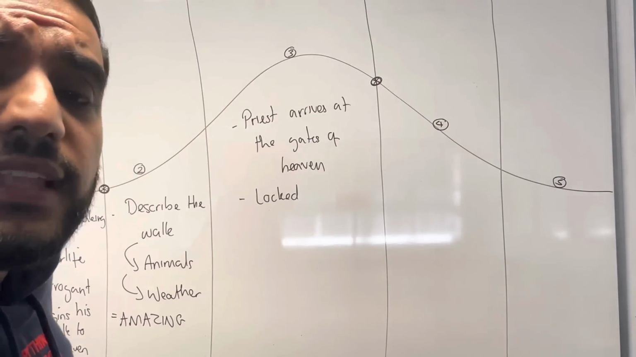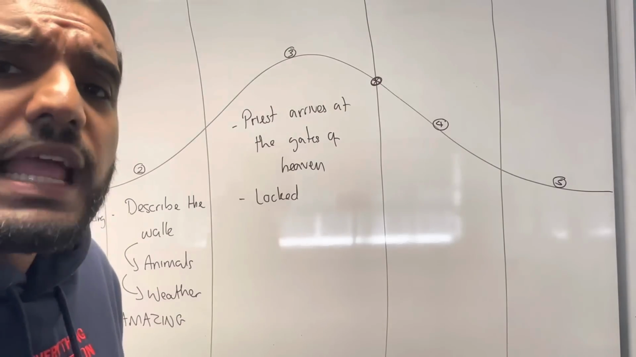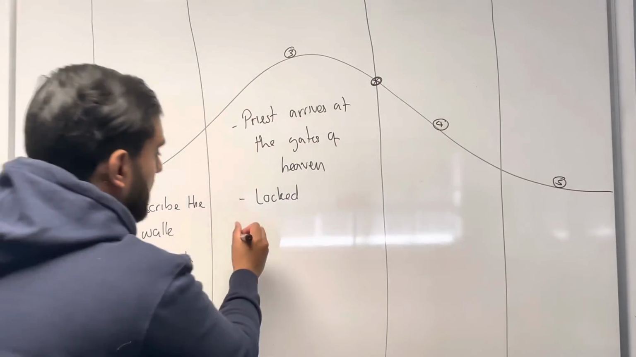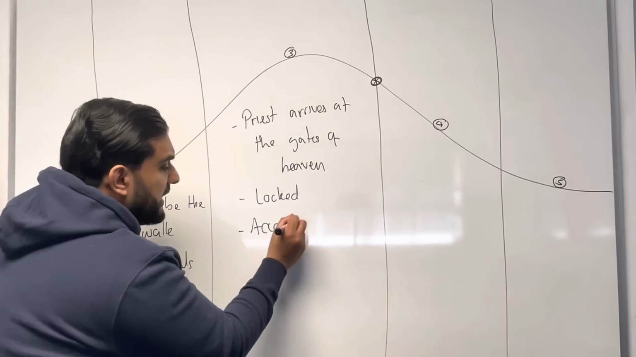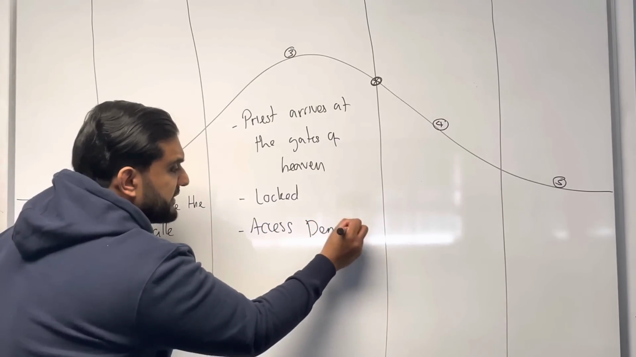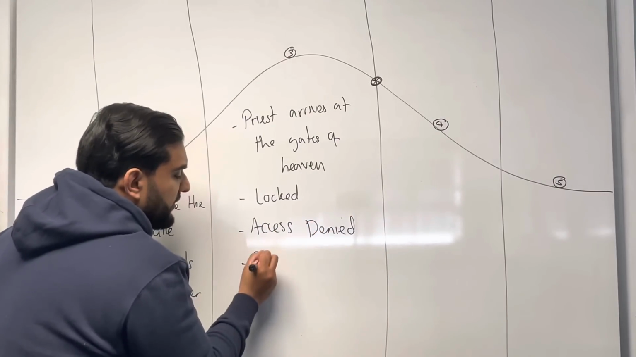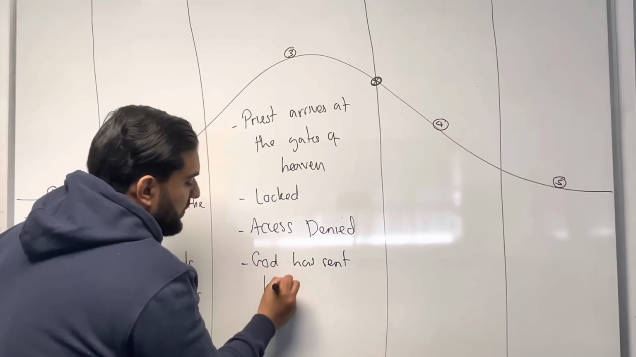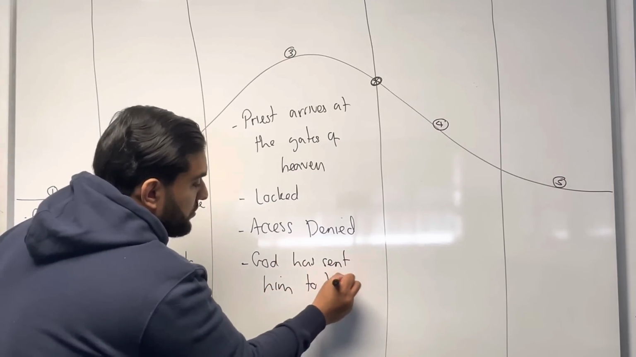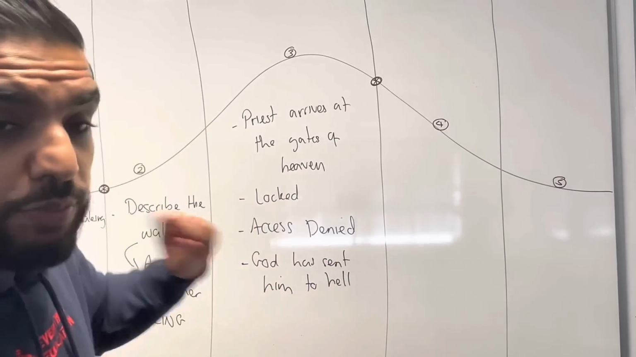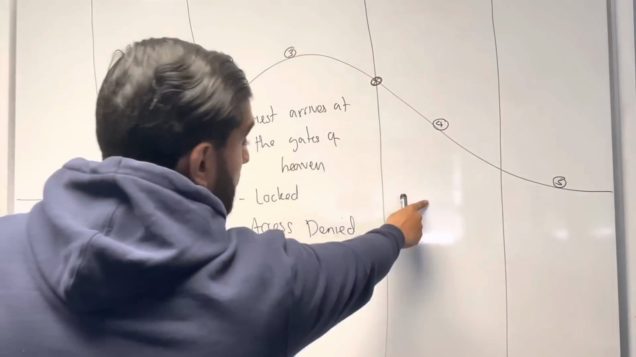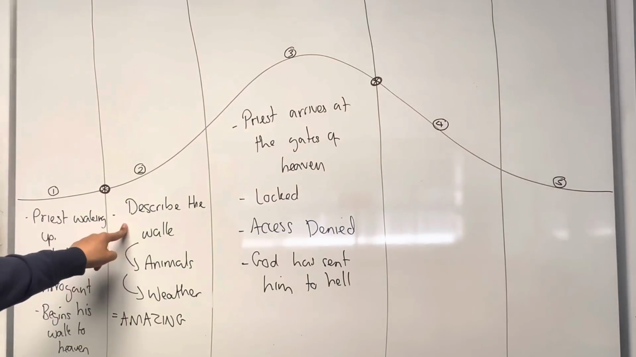And then he sees a figure wearing a black cloak. And the figure asks him to scan his fingerprint. And when he scans his fingerprint, he gets a message saying access denied. And he realizes that God has sent him to hell. And then we move on to paragraph number 4. And paragraph number 4 juxtaposes paragraph number 2.